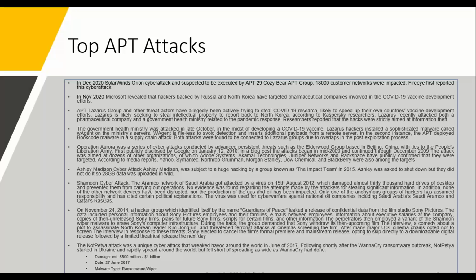Some of the top APT attacks that we have seen, I just want to quickly highlight. In December 2020, the SolarWinds Orion cyber attack is suspected to be executed by APT 29, which is the Cozy Bear APT group, where 18,000 customer networks were impacted. FireEye was the first who reported the cyber attack. Even Microsoft came up and said that they were impacted, and they also released information on how to safeguard from this cyber attack.